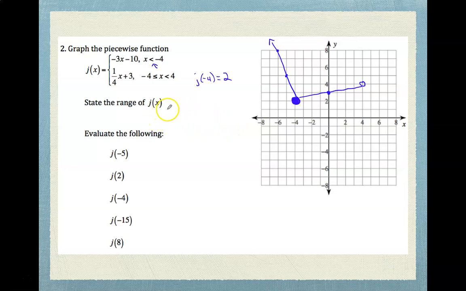Okay. The range of j of x takes into account both pieces of the function. The lowest value is 2. The highest value is infinity. J of -5, if I look at -5 here, that has a value of +5.